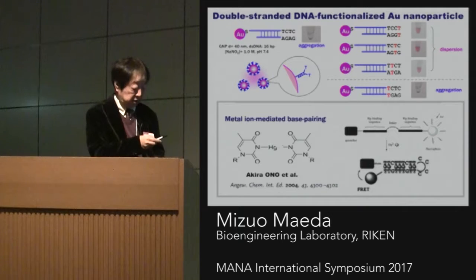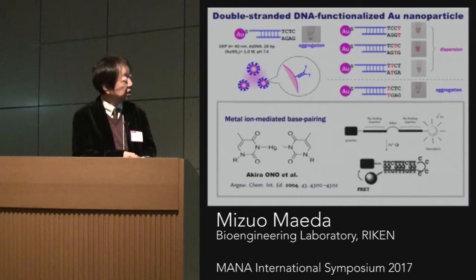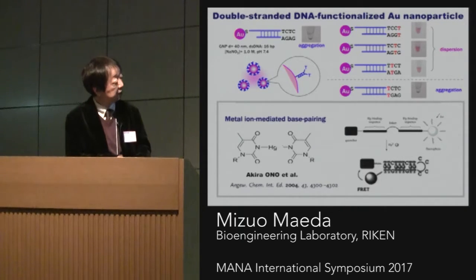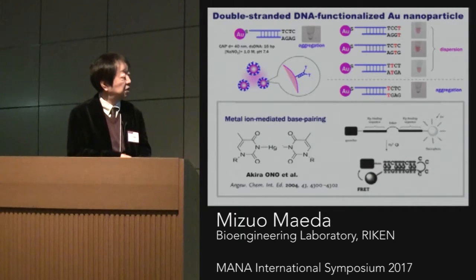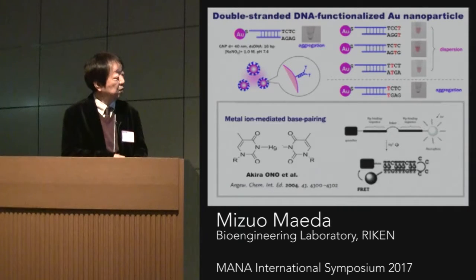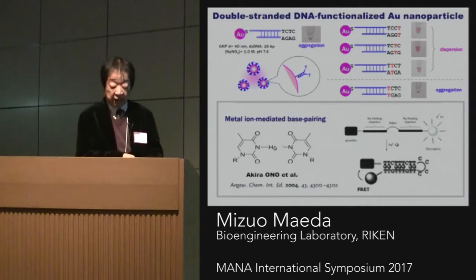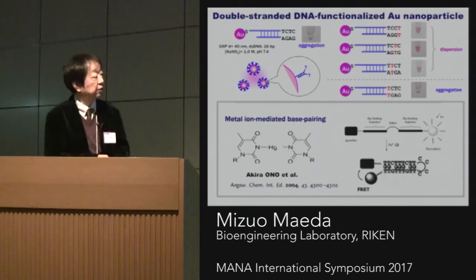Due to Professor Akira Ono's study, thymine-thymine mismatch can be base paired in the presence of mercury ion. This type of metal ion mediated base pairing in a non-Watson-Crick manner can be beautifully utilized for mercury ion sensors using this configuration of molecular beacon structure by Professor Ono's group of Kanagawa University. So this stable dispersion may be changed by the presence of mercury ion.